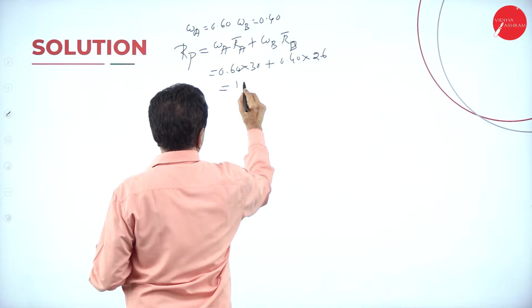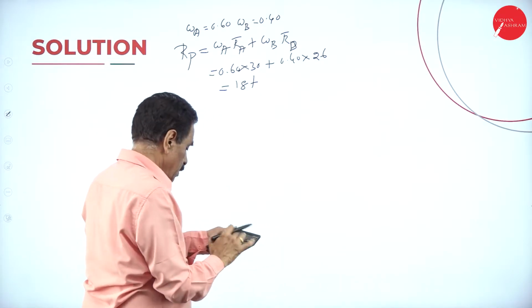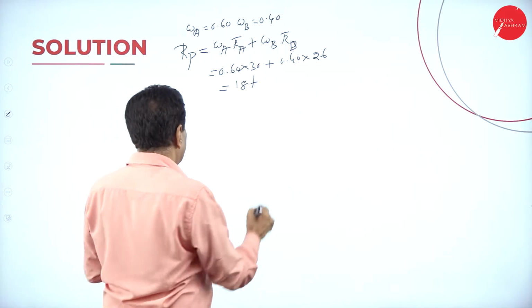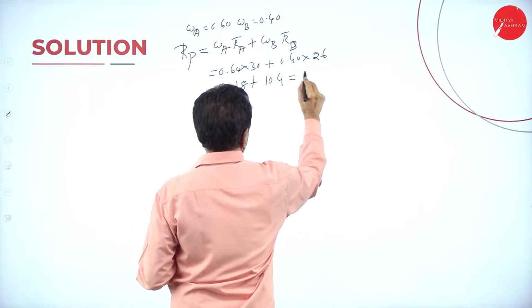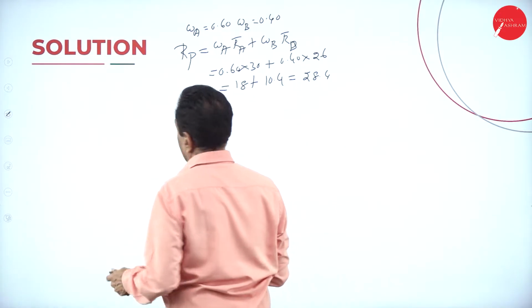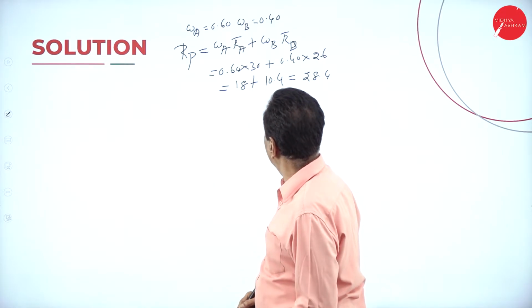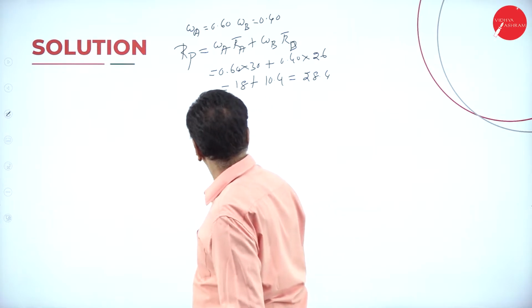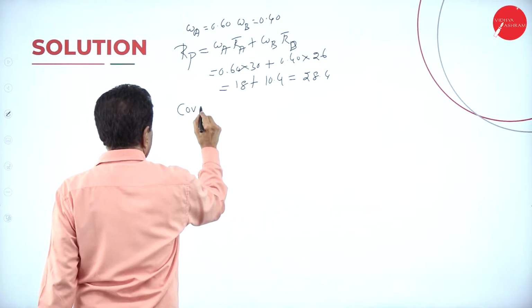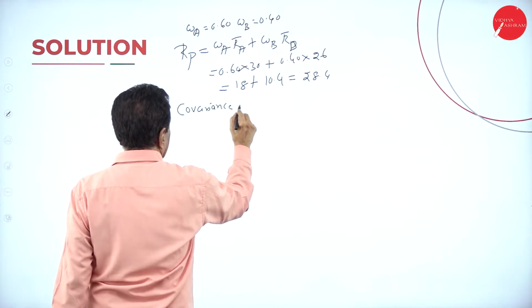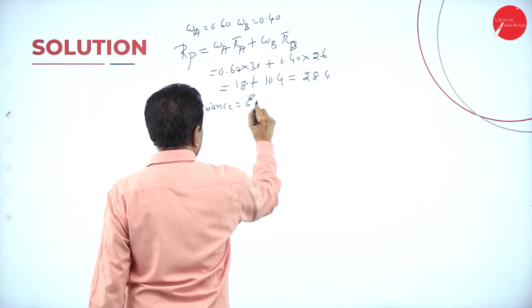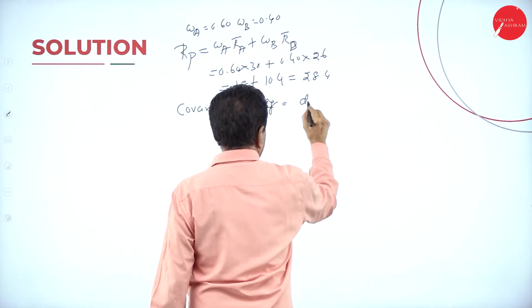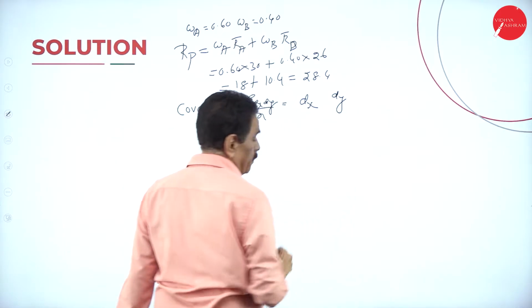18, plus 0.40 into 26, 10.4, gives 28.4. Then what's the question they ask? This is covariance. First formula: sigma dx dy divided by n. So you find out the dx dy.